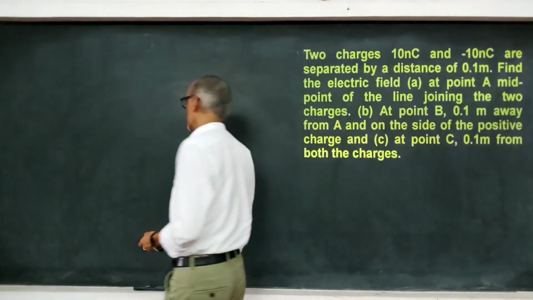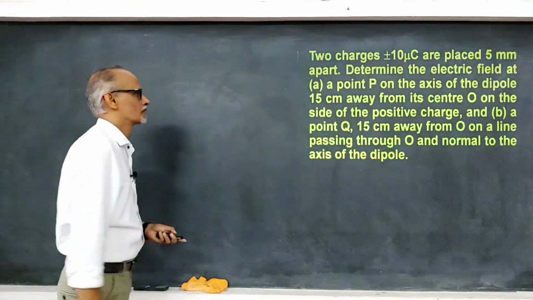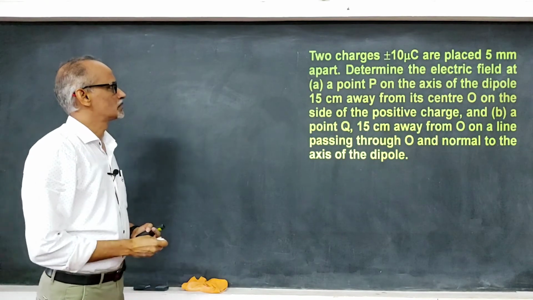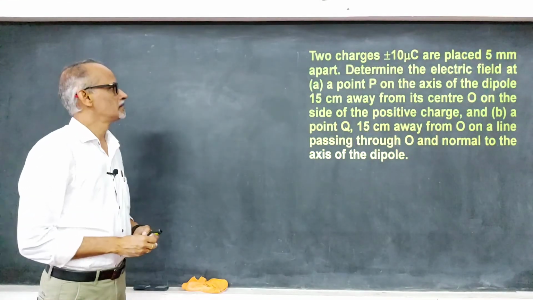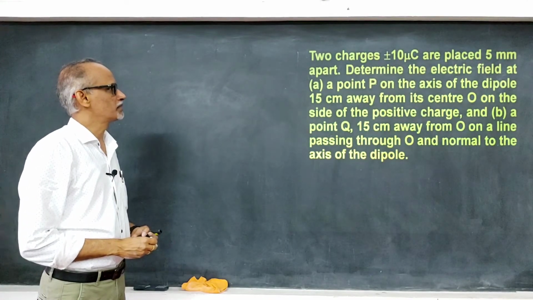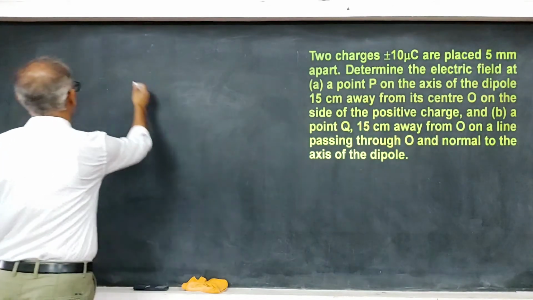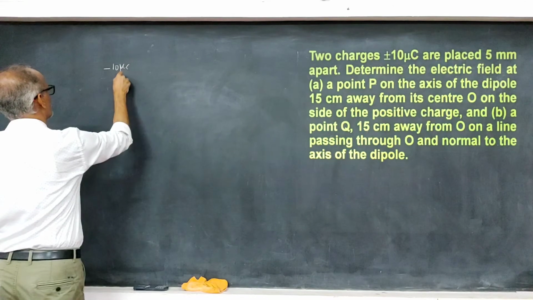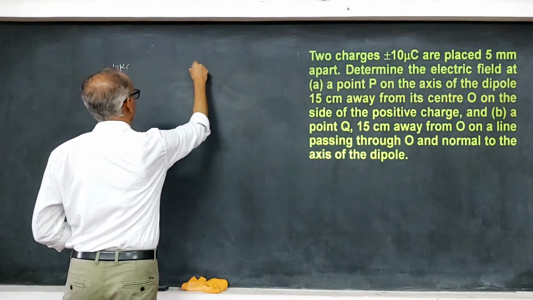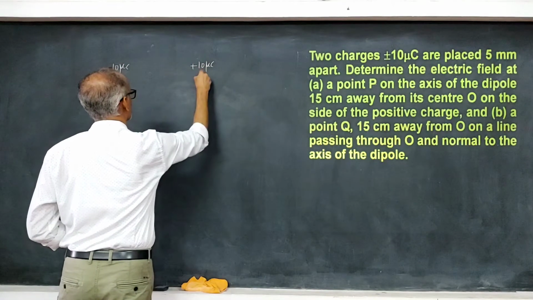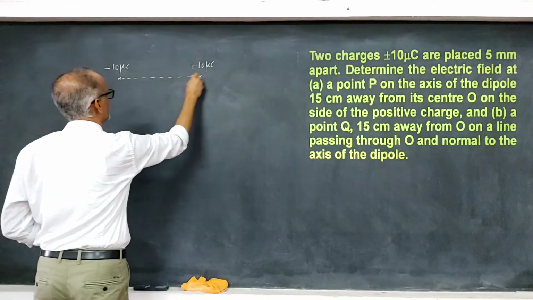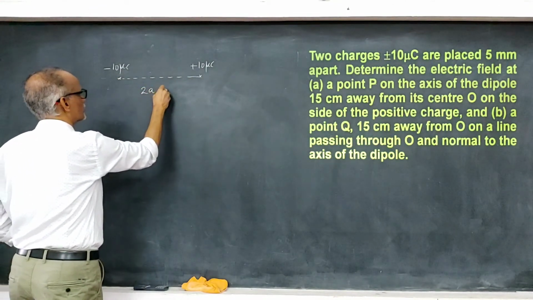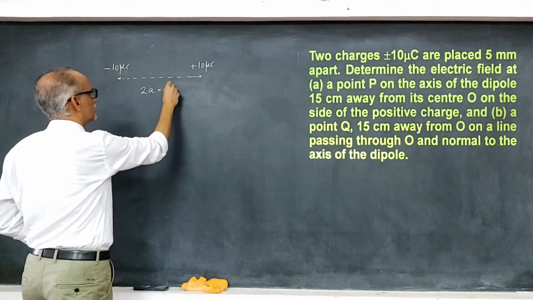So we'll try one more numerical. Two charges plus or minus 10 microcoulomb are placed 5 millimeter apart. So minus 10 microcoulomb is one charge and the other is plus 10 microcoulomb. They are separated by 2A, which is 5 millimeter.